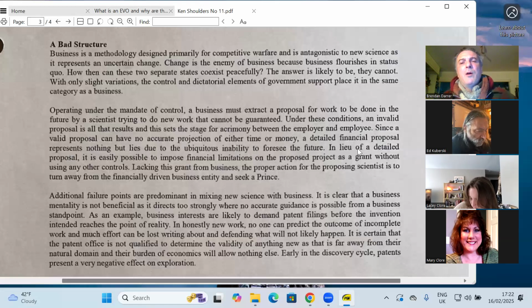In lieu of a detailed proposal, it is easily possible to impose financial limitations on the proposed project as a grant without using any other controls. Lacking this grant from business, the proper action for the proposing scientist is to turn away from the financially driven business entity and seek a prince.